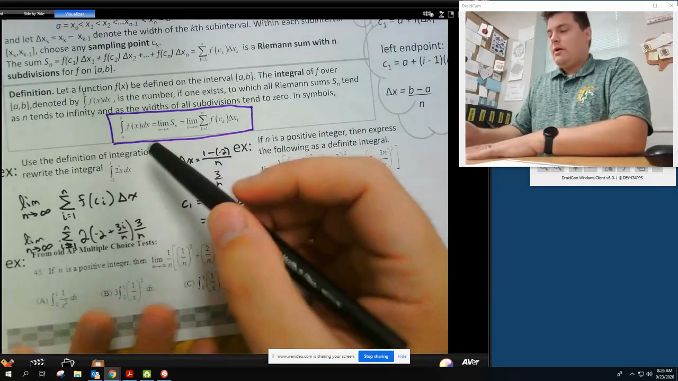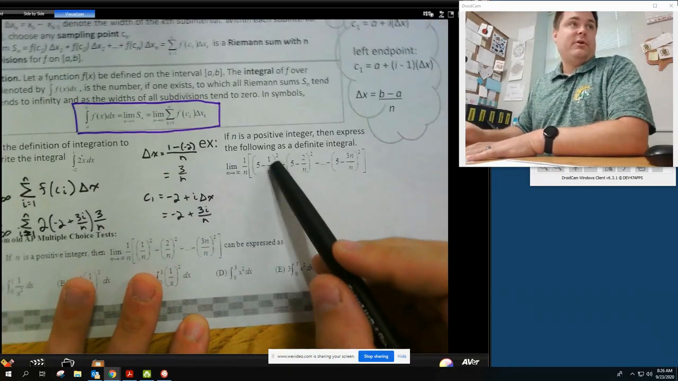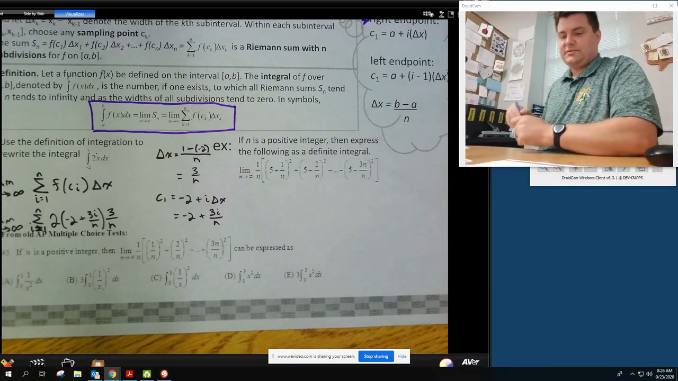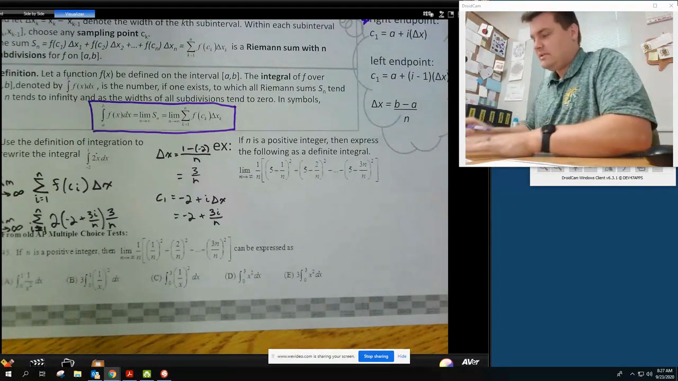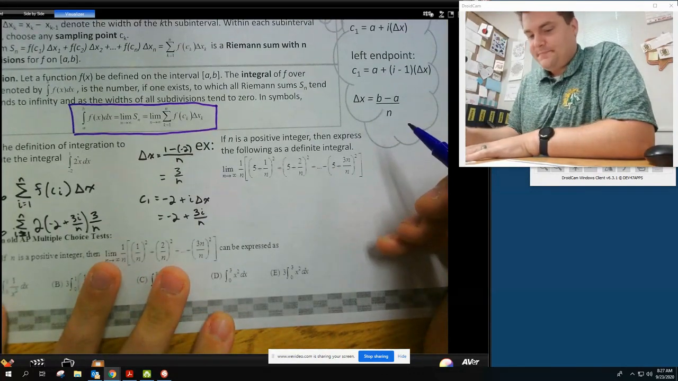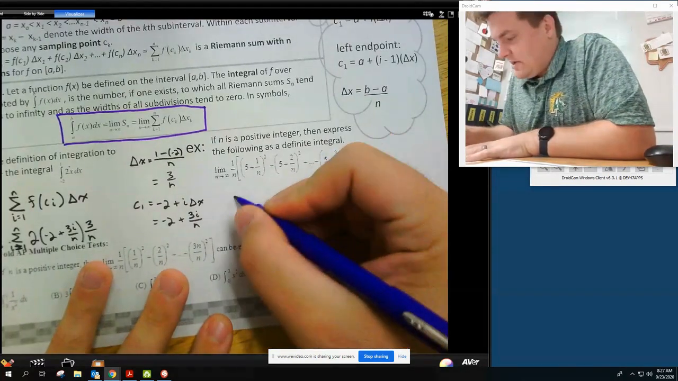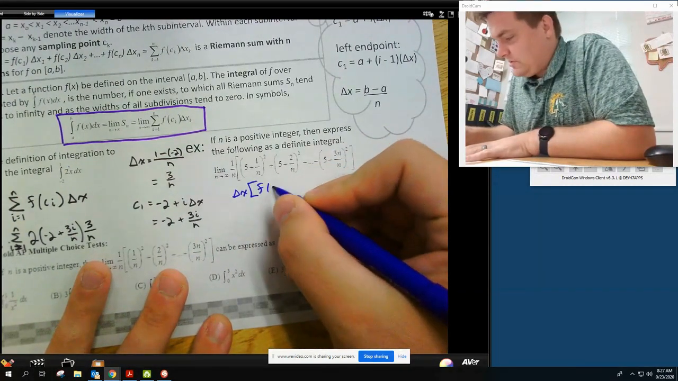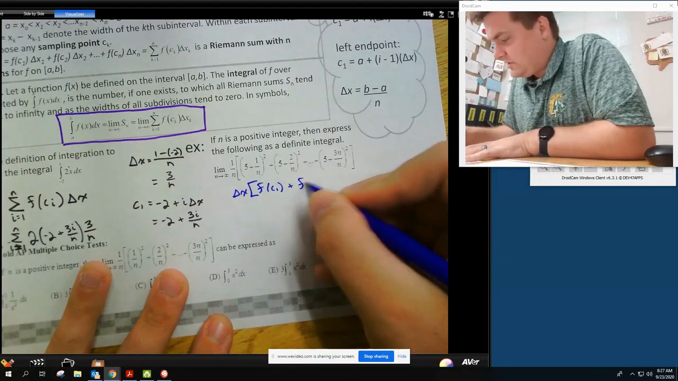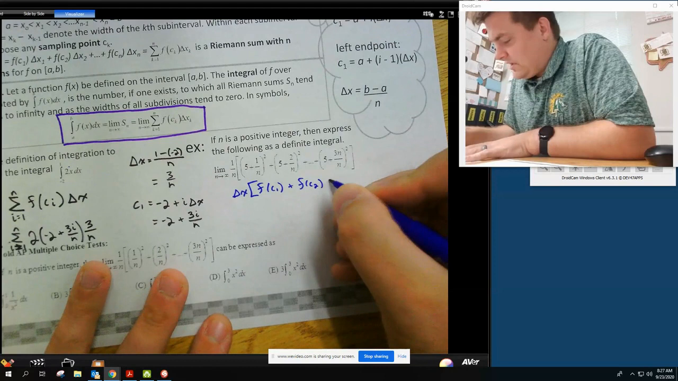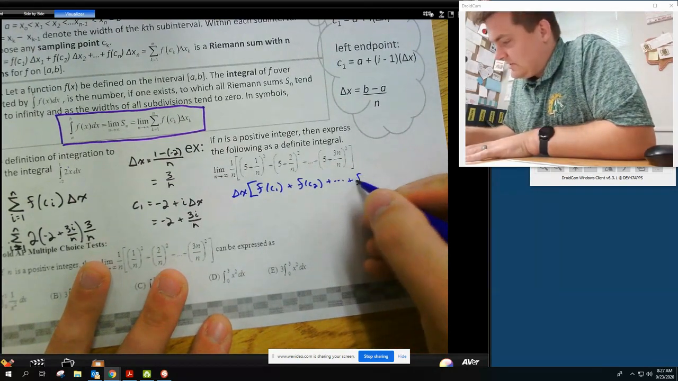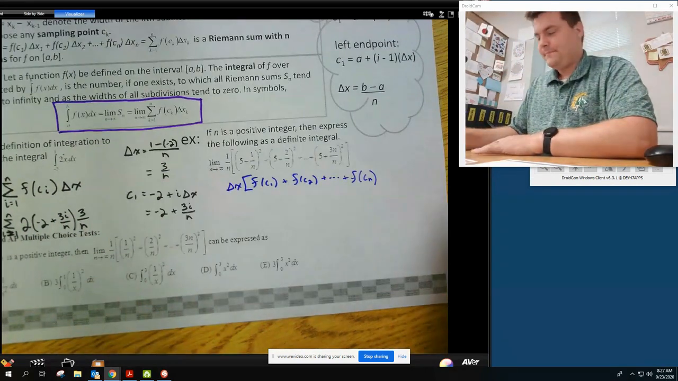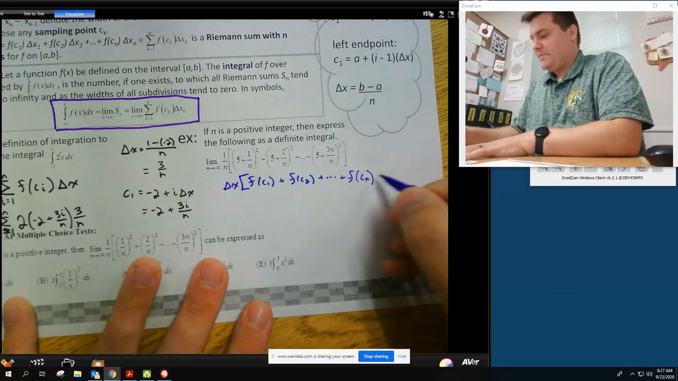Okay. More likely, they're going to ask you to go from this form back to here. So let's go ahead and do that. So we kind of have to use our context clues here to figure out what my delta x is going to be. So let's go ahead and do it. So this is the same thing as, again, delta x times, here's my first function, plus here's my second function, plus dot, dot, dot, and this is my nth function. Okay? So it's just going all the way to my nth function.